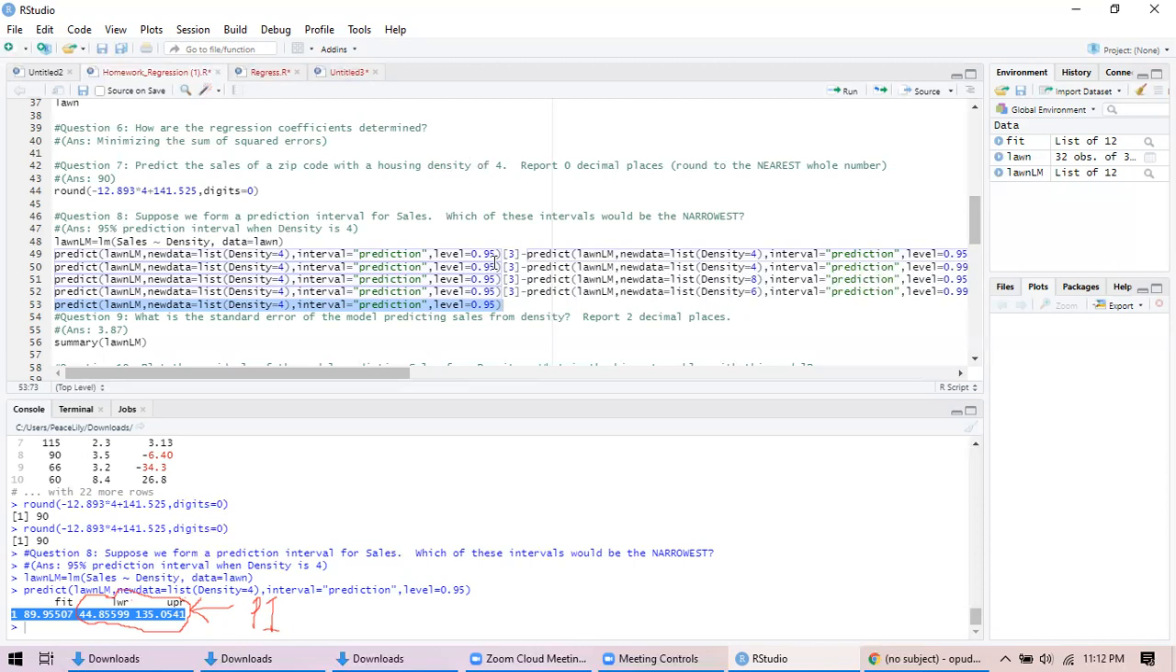So that's why I took the difference, right? I took the difference between the upper and the lower. So that's how you got the difference of the prediction interval, between the lower and the upper. Yeah, you got it. That's the one.